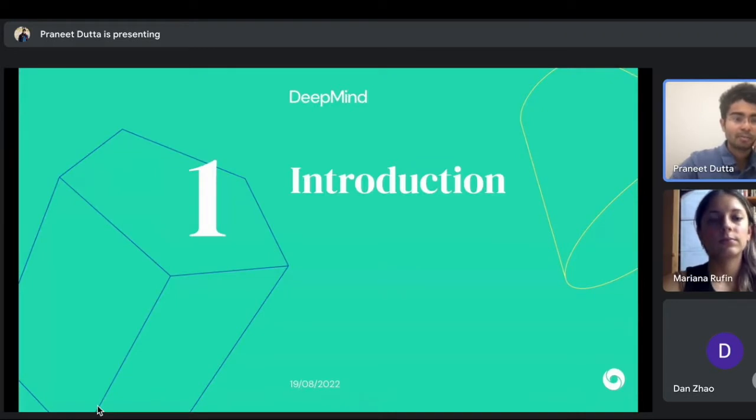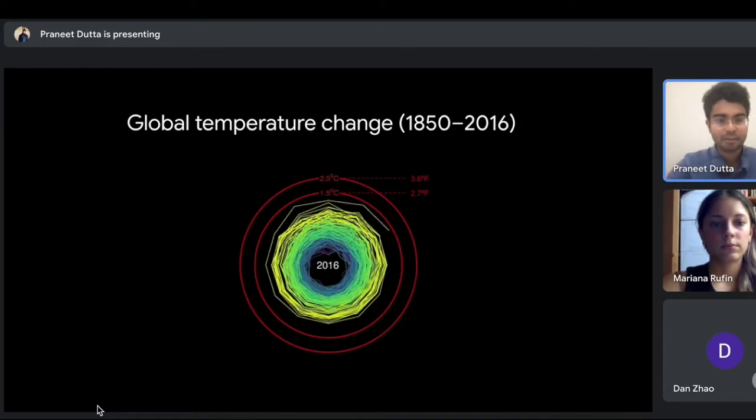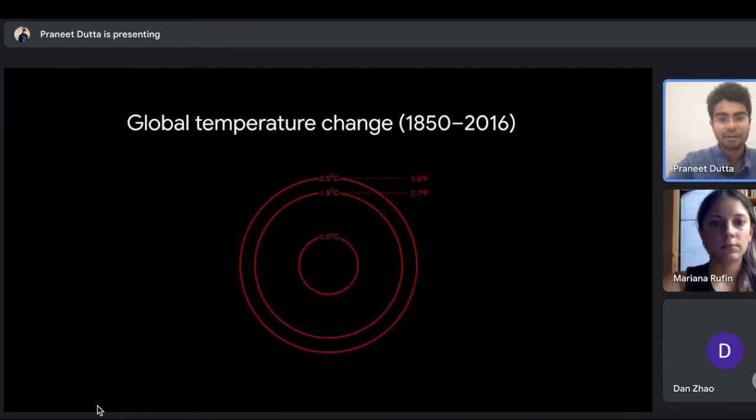Cool. So with that, let's start by introducing the problem. So this is a pretty nice plot over here. This is still 2016. I borrowed this from a previous slide deck, but I think we can all extrapolate and understand what's going on here.